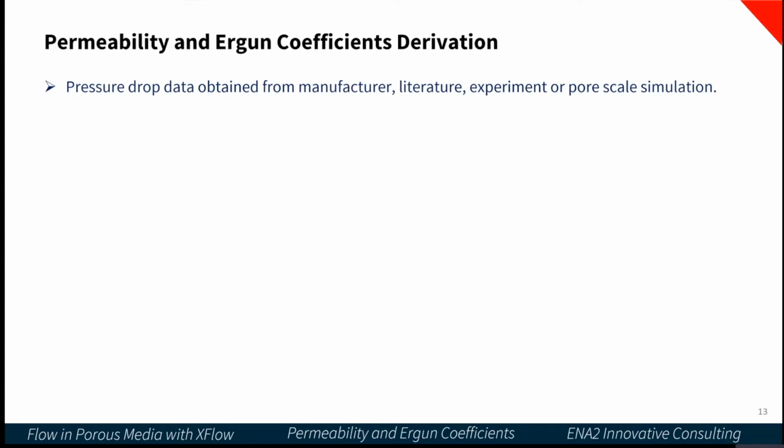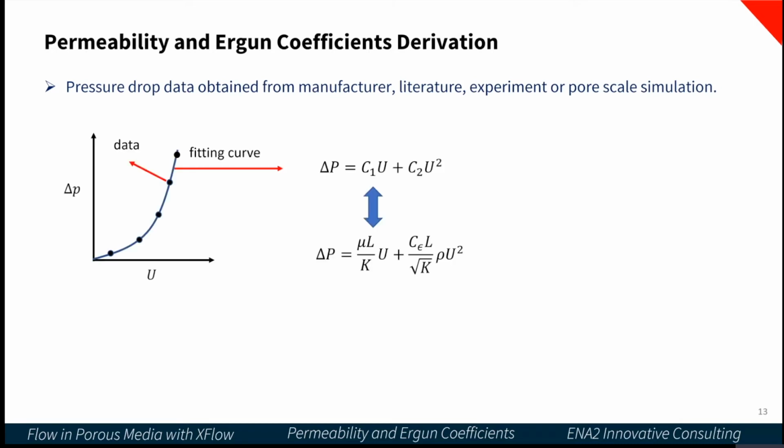How to find out the permeability and Ergen coefficient? We usually use the pressure drop data, which is obtained from manufacturer, literature, experiments, or porous scale simulation. And the data of delta P with respect to U is shown there. For example, we fit a curve, which is in the form of second order polynomial.